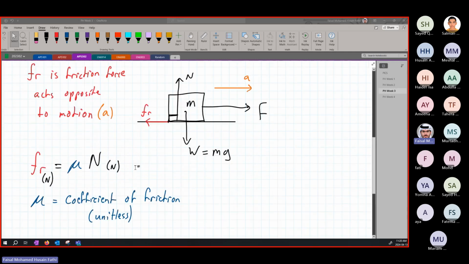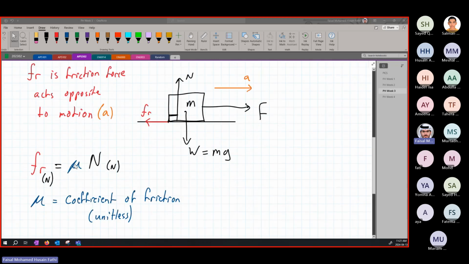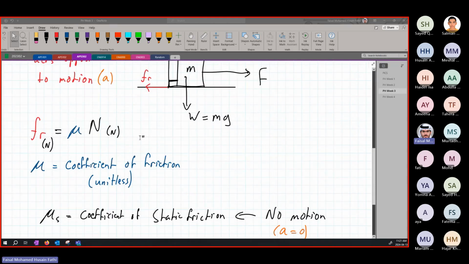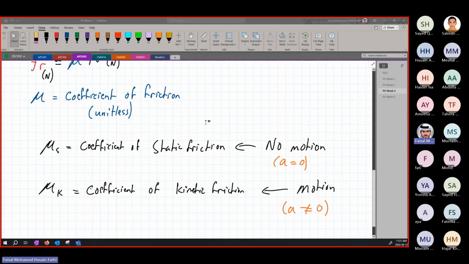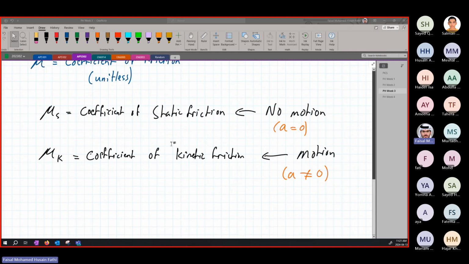It's very straightforward, so just a quick recap. Friction is the force that is always opposite to the motion. The equation for it is friction equals mu times n, where mu is the coefficient of friction and n is the normal force. The coefficient of friction has two cases. One where there is no motion at all, which is the coefficient of static friction. And one where there is motion and the friction force is only slowing it down, which is mu k, the coefficient of kinetic friction.